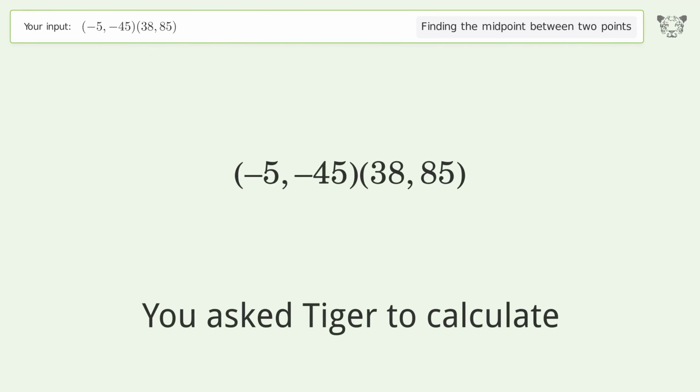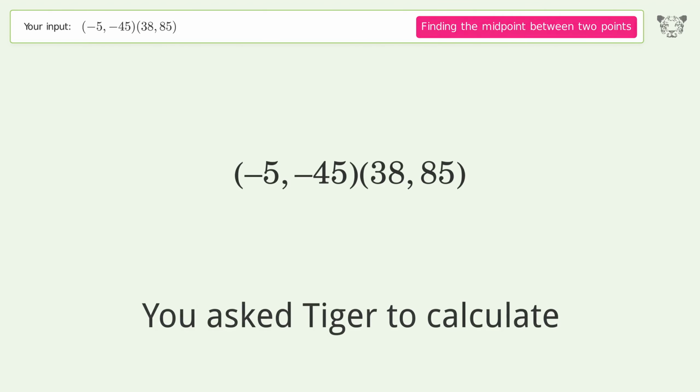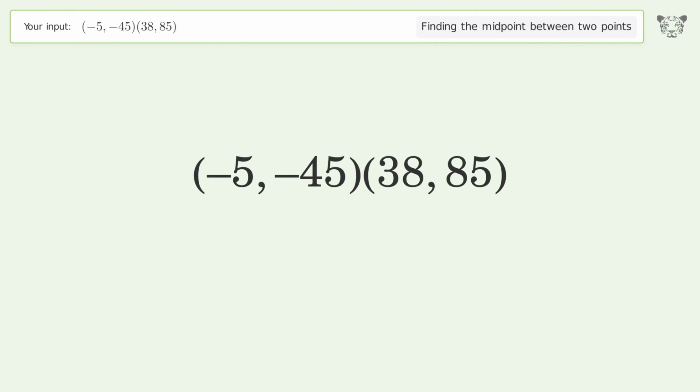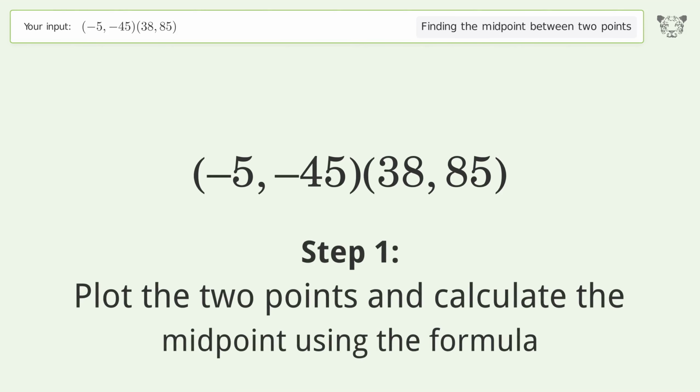You ask Tiger to calculate. This deals with finding the midpoint between 2 points. The midpoint between the 2 points is 16.5, 20. Let's solve it step by step. Plot the 2 points and calculate the midpoint using the formula.